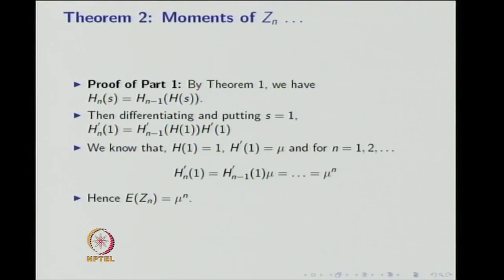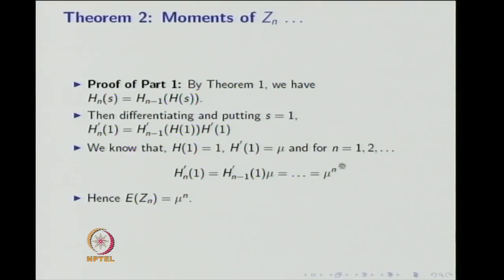Then differentiating and putting s equal to 1, we will get h_n dash of 1, that is same as h_{n-1} dash of 1 into h dash of 1. We know that h of 1 is 1, h dash of 1 is mu. Therefore, for n is equal to 1, 2 and so on, you will get h_n dash of 1 is same as h_{n-1} dash of 1 into mu, that is same as h_{n-2} dash of 1 into mu square and so on.